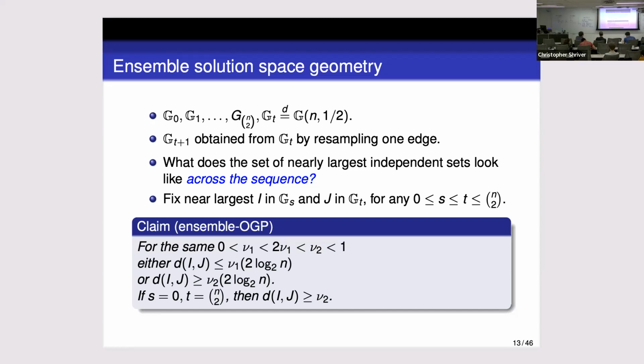If your first independent set is from the beginning of the sequence, from G0, and the second independent set comes from the last element of the sequence, then the distance should be large. The small distance is no longer an option. In other words, this distance, this is the overlap picture. So this part of the picture disappears. It starts behaving more like this. Let me give a different way of visualizing this phenomenon that I think will explain this a little better.